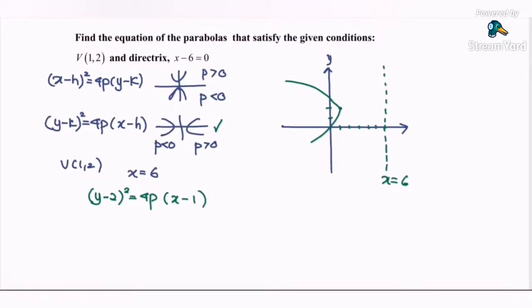In order to find p, we must know that where we have the vertex (1, 2), so meaning that here is 1 until this part where we have 5 units. So this one will be the value of p, 5 units. So referring to the situation open towards the left, the value of p equals negative 5. So (y - 2)^2 = -20(x - 1). So here we have the situation.